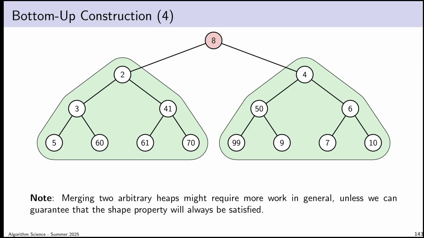As I said a minute ago, in general, if you want to merge two heaps, more work might be required than was required in this example. Because if I take two arbitrary heaps, the one on the left has to be a full binary tree for this merge to work, and that may not be true in general. So just be aware of that.